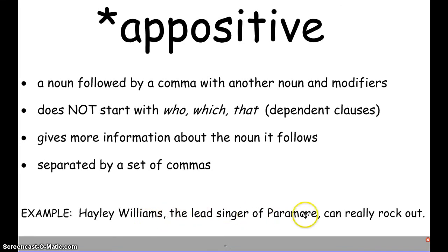I could take this phrase out. Hayley Williams can really rock out. The lead singer of Paramore doesn't have to be in that sentence. It's an appositive. It can be taken out. But with that appositive in there, it really doubles, sometimes more than doubles, the length of your sentence, gives it some good variety, and helps your reader get a better image of who it is that you're talking about.